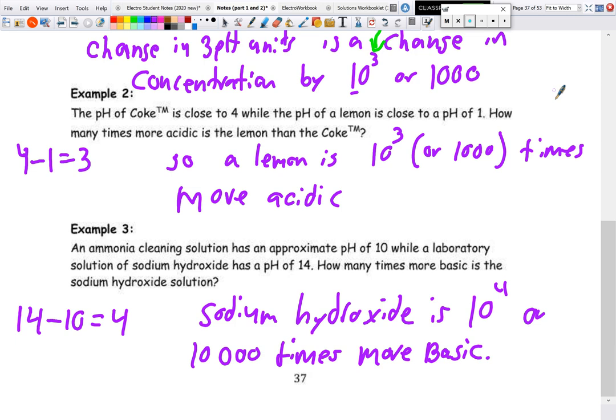And we have our answers right here. So to figure out how many times more acidic is the lemon, we go pH of 4 minus 1, we get 3. So we take this 3 right here and we put it to the power, just like up here. So the lemon is 10 to the 3, or 1,000 times more acidic. And we follow the exact same thing for the ammonia example, where we go 14 minus 10. So we get a change in 4 pH units there. So we take this 4 and go 10 to the power 4. So we know the sodium hydroxide is 10 to the 4, or 10,000 times more basic, right? Because we're going up the pH scale.